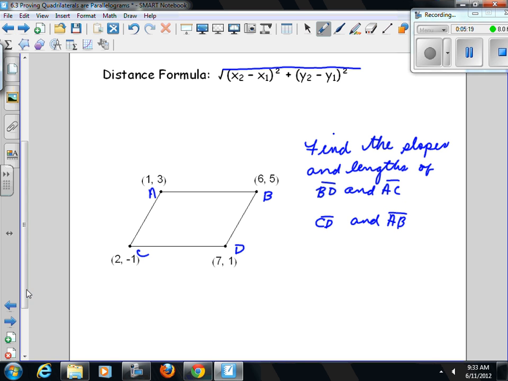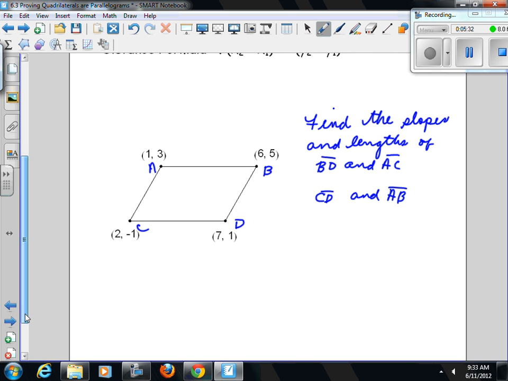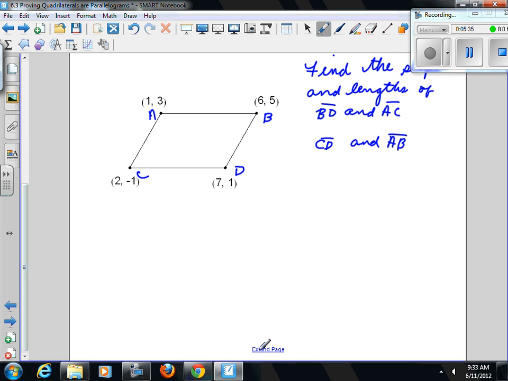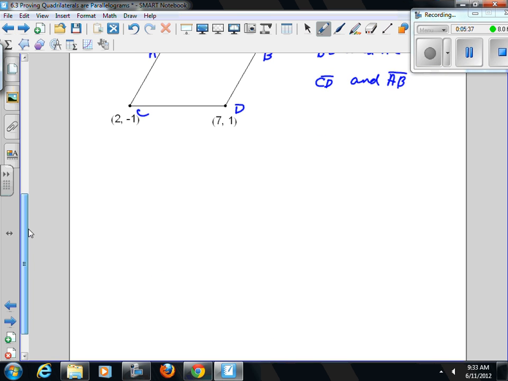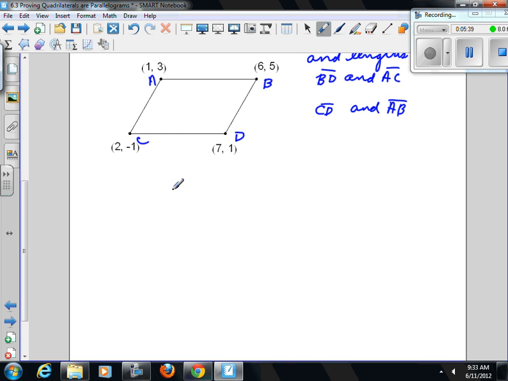By doing that, what we're trying to show, if this is indeed a parallelogram, is that the opposite sides will have the same length, and if they're parallel, the slopes will be the same on the opposite sides. So let's take a look, first of all, at BD.